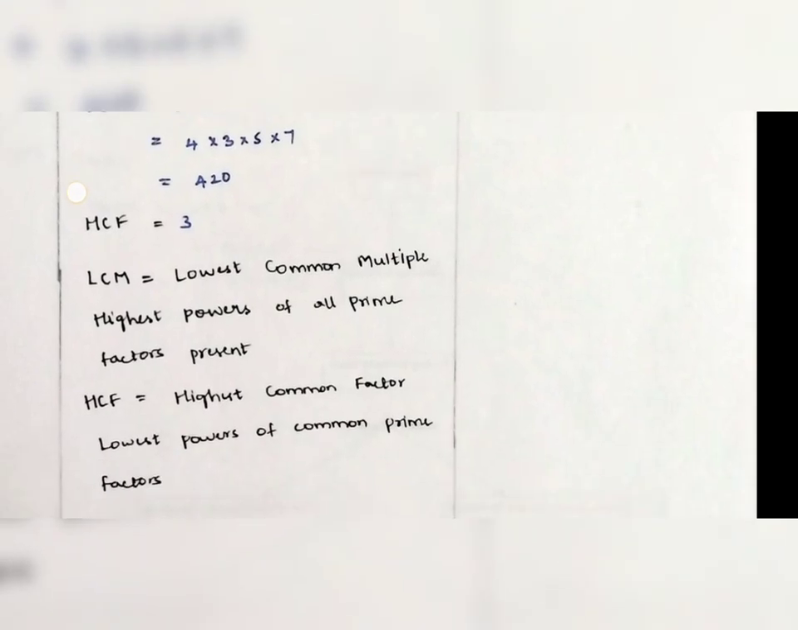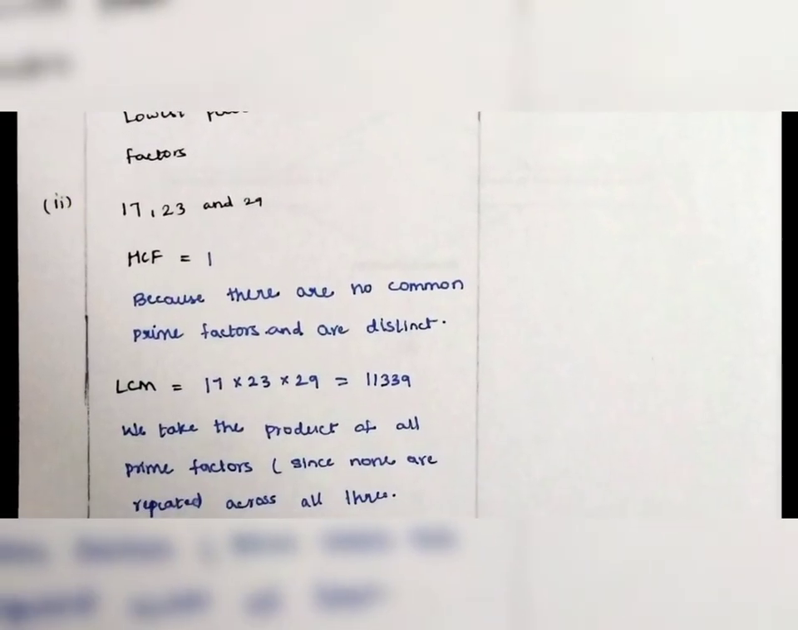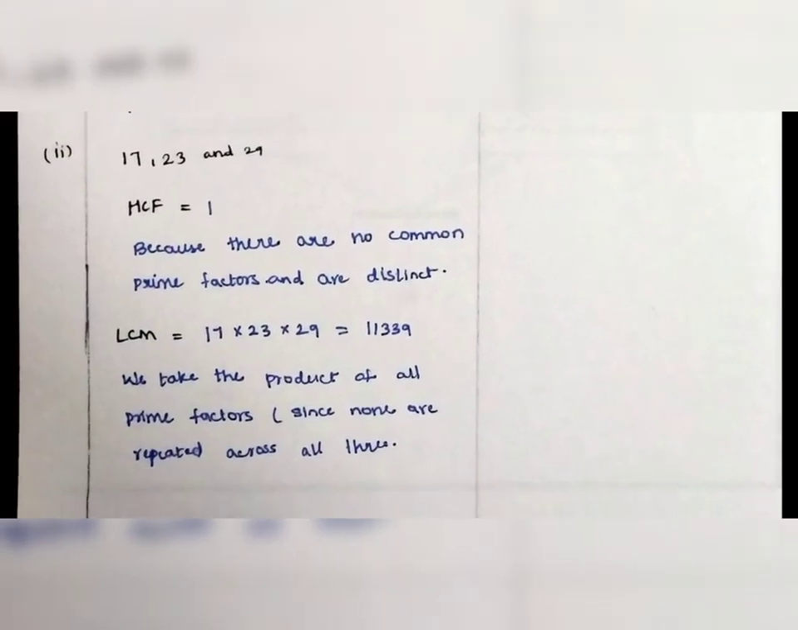Coming to the next one, 17, 23 and 29. Here 17, 23 and 29 are all prime numbers only, and we don't have any common factors. So HCF will be 1. In LCM, if we check, all are distinct, that means different. There are no common multiples. So if we multiply them, we'll get 11,339. We take the product of all prime factors, none are repeated.